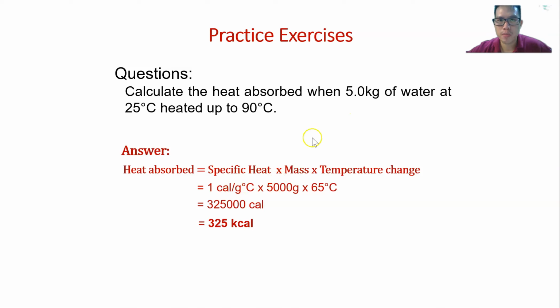Each material has its own specific heat. So you multiply by the mass, which is in grams, because the unit here is gram, and the temperature change is 25 to 90 degrees, so it is 65. So in total, the heat absorbed from 25 degrees Celsius to 90 degrees Celsius is 325 kilocalories. That's a lot of calories. Okay, so I will stop here.